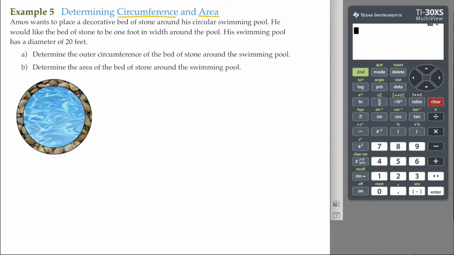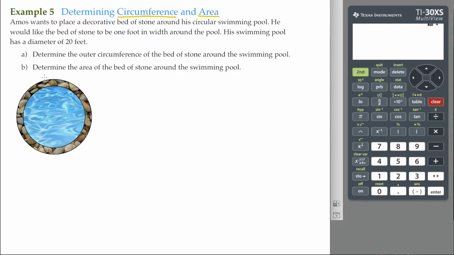So the problem says, Amos wants to place a decorative bed of stone around his circular swimming pool. He would like the bed of stone to be 1 foot in width around the pool. His swimming pool has a diameter of 20 feet. So here's a little graphic, maybe representing what it could look like. Maybe this is a top view looking down on his pool. The blue portion here would be his swimming pool, and this stony portion here would be the bed of stone that he wants to lay around the perimeter of the circumference of his pool.